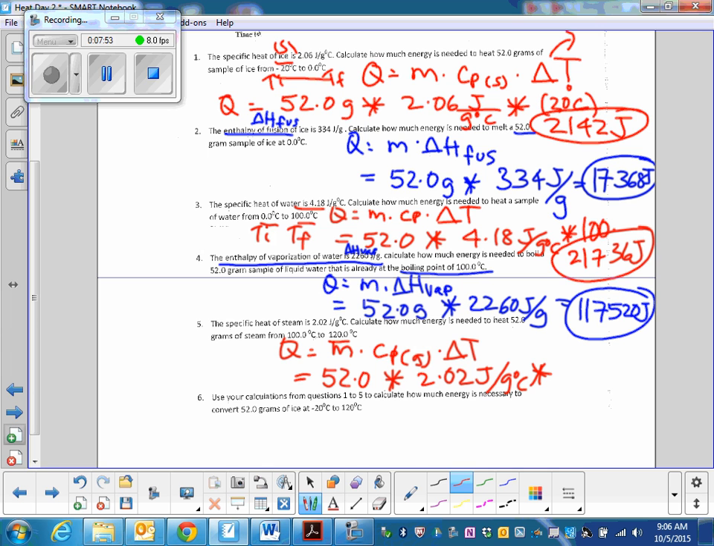What is the change in temperature? T final is 120. T initial is 100. Is that right? So it's 120 minus 100, which is 20 degrees Celsius. Right? 120 minus 100 is 20. Everybody good? So my next answer is 52 times 2.02 times 20.